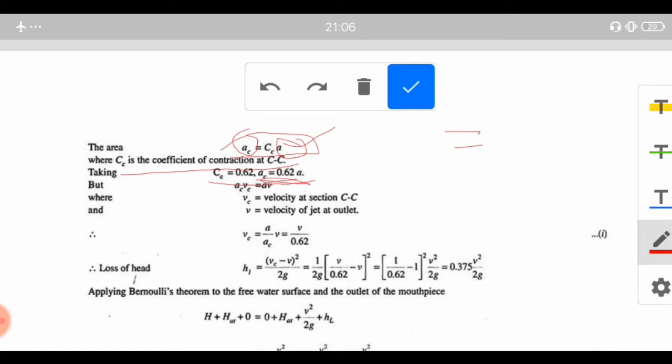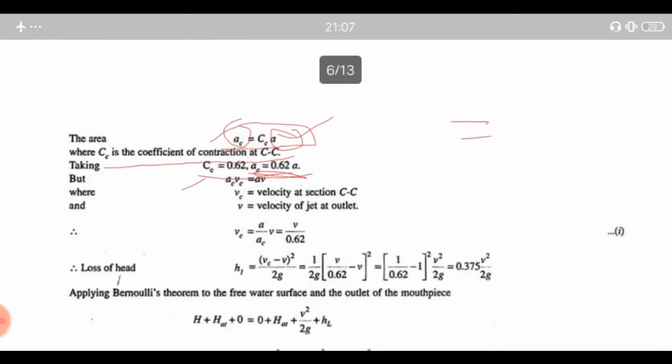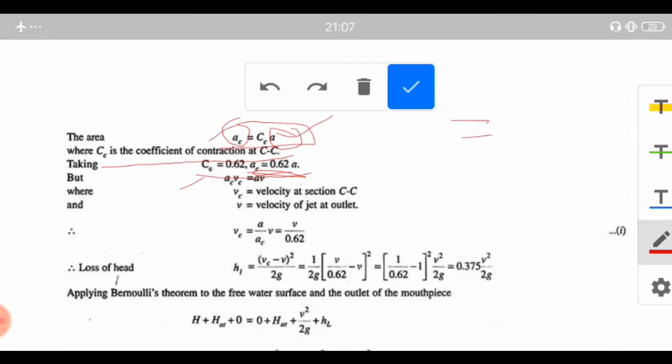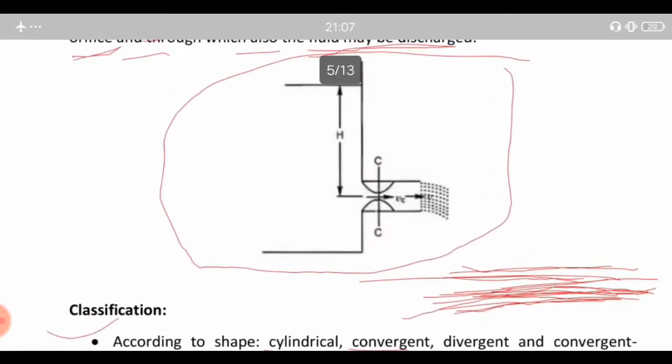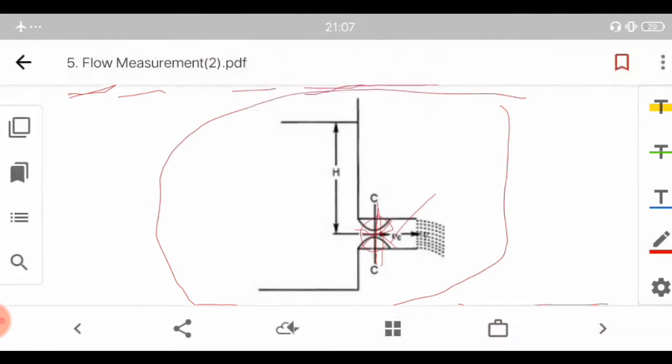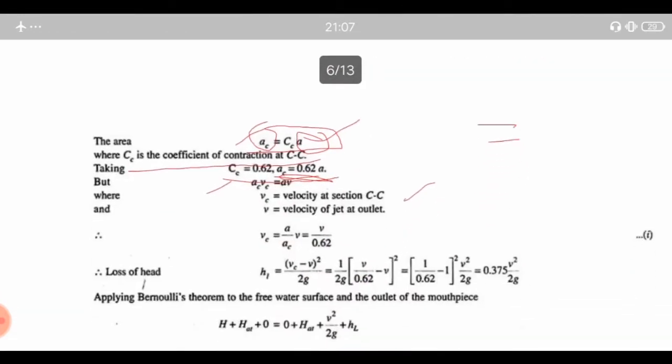So according to the continuity equation, AC Vc is equal to AV, and now Vc is the velocity at section Cc. Let's just go through the diagram. This is the section Cc. One section is made, you can say it is at the vena contracta, and therefore Vc is the velocity at that vena contracta.